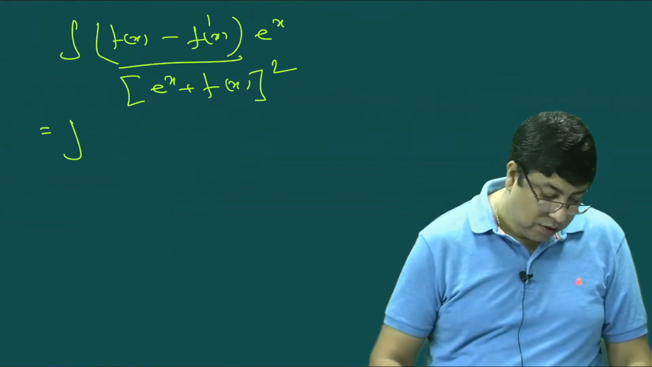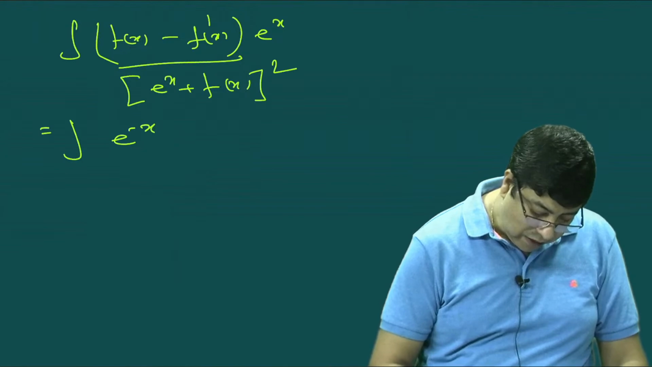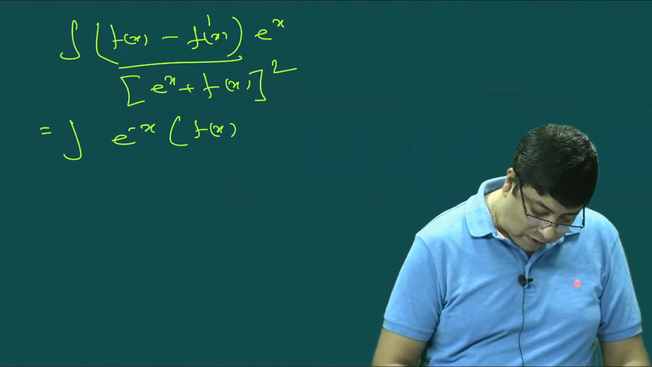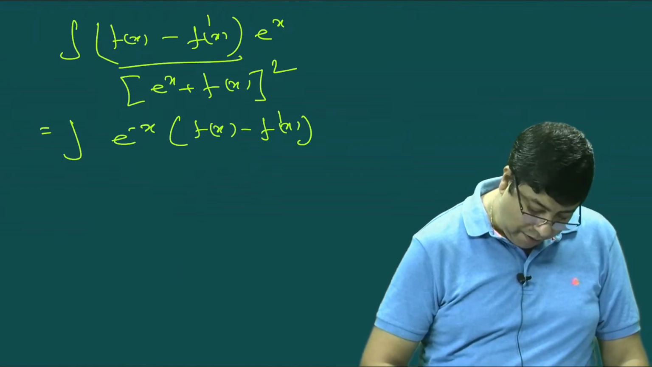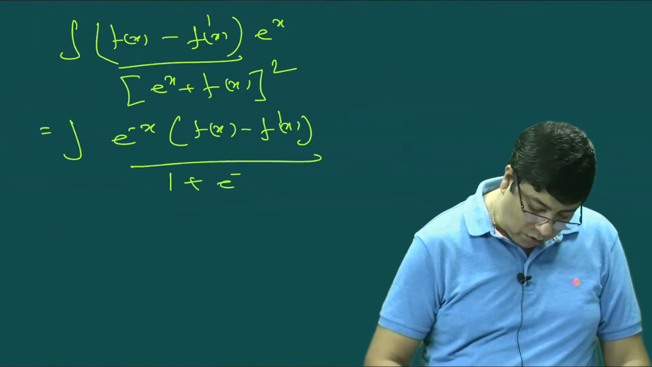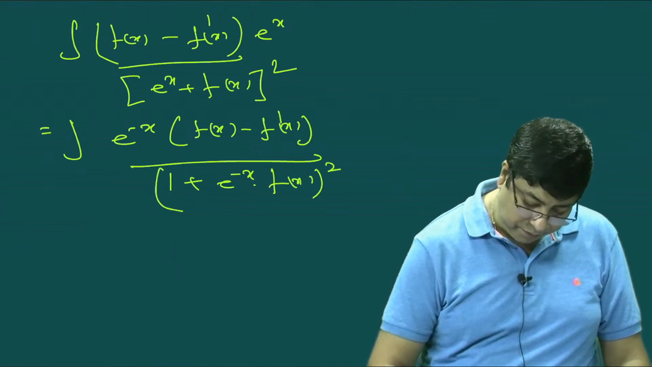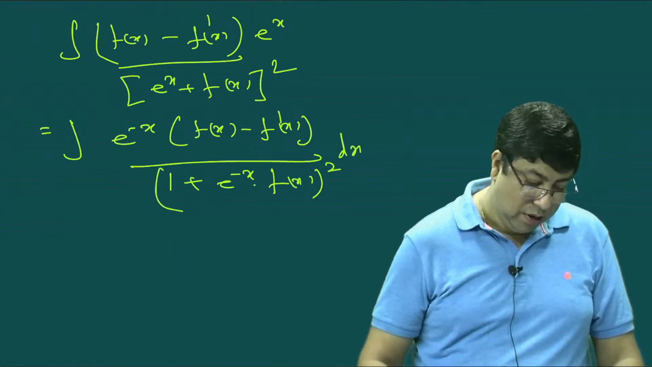So if we do this, we are getting e to the power minus x into (fx minus f dash x), total divided by (1 plus e to the power minus x into fx) whole square dx.